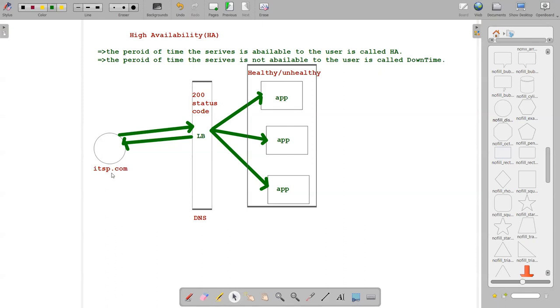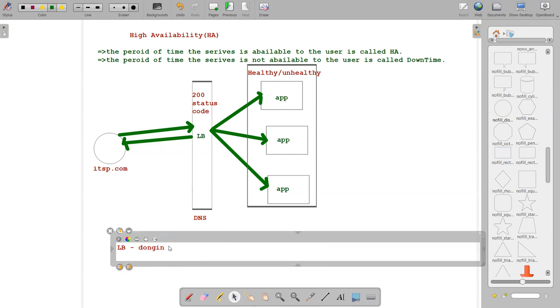So up to this point, high availability is clear. Here is the total high availability. If one server is down, then it will suddenly go to the second server. Here you can understand, the load balancer, LB, is doing monitoring for your application, checking that they are performing. Okay, so LB is checking all these things.